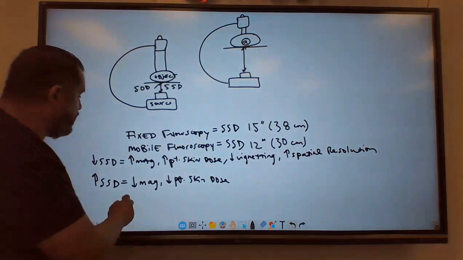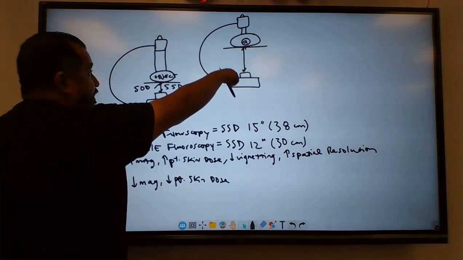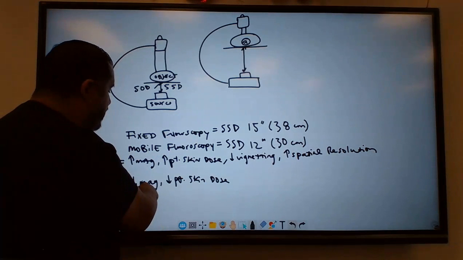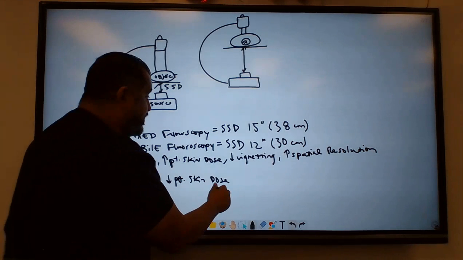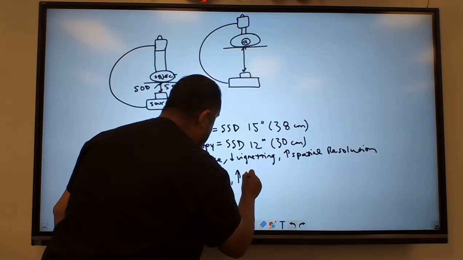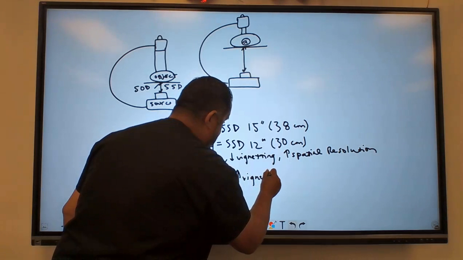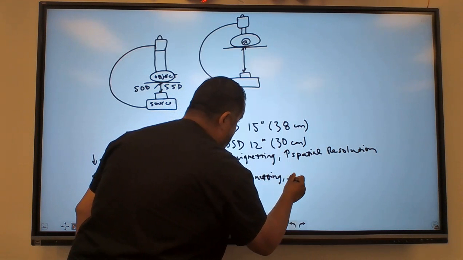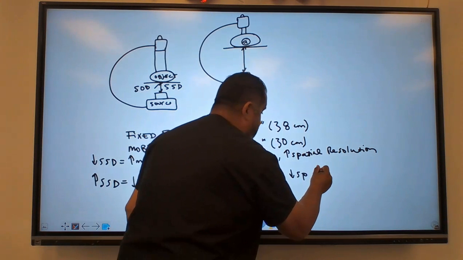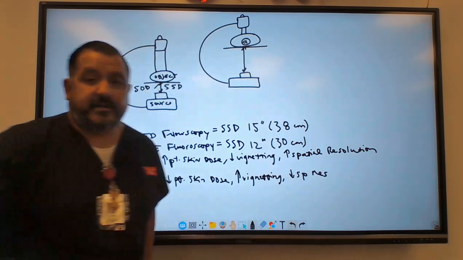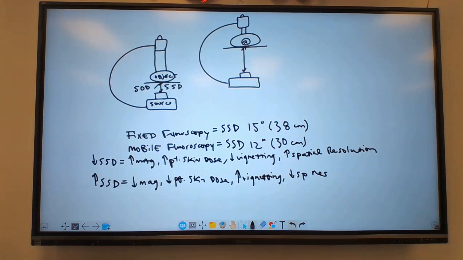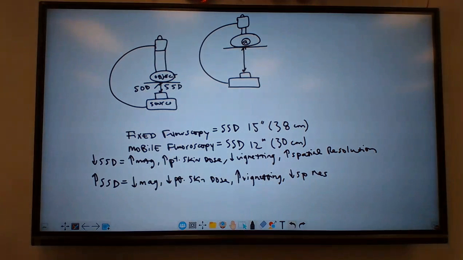All right. So if you increase your source to skin distance, you're going to have less magnification, less skin dose, but guess what's going to happen? You're going to have more vignetting, and that's going to decrease spatial resolution. All right. So that's in the reading, but I'm trying to break it down for you guys.